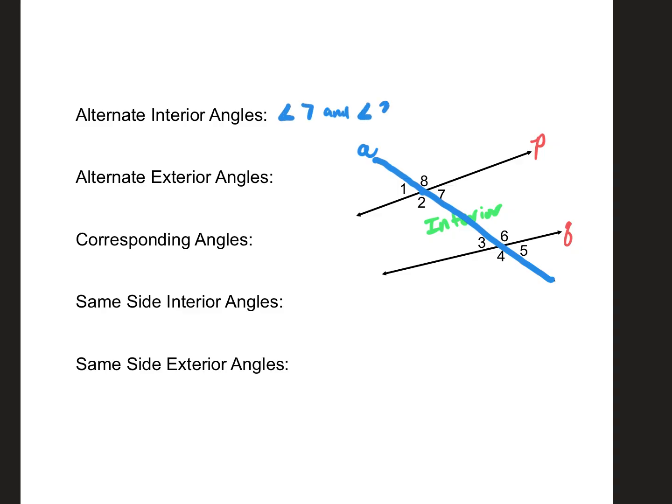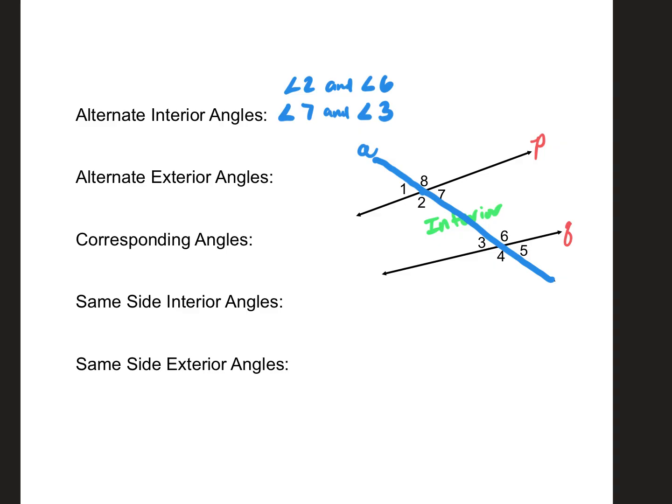and angle 3. If you look at those two angles, they are located in the interior region. They're at two different intersection points here, and they're on alternating sides of the transversal. They're on opposite sides of the transversal. One's on the left, one's on the right, if you want to look at it as left and right. Okay. Another pair of alternate interior angles would be angles like angles 2 and 6. Those two are known and referred to as alternate interior angles in this diagram.